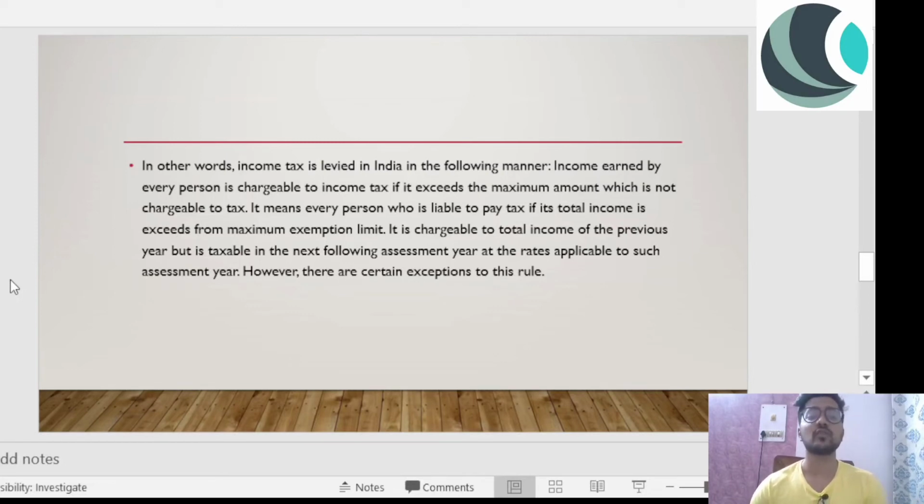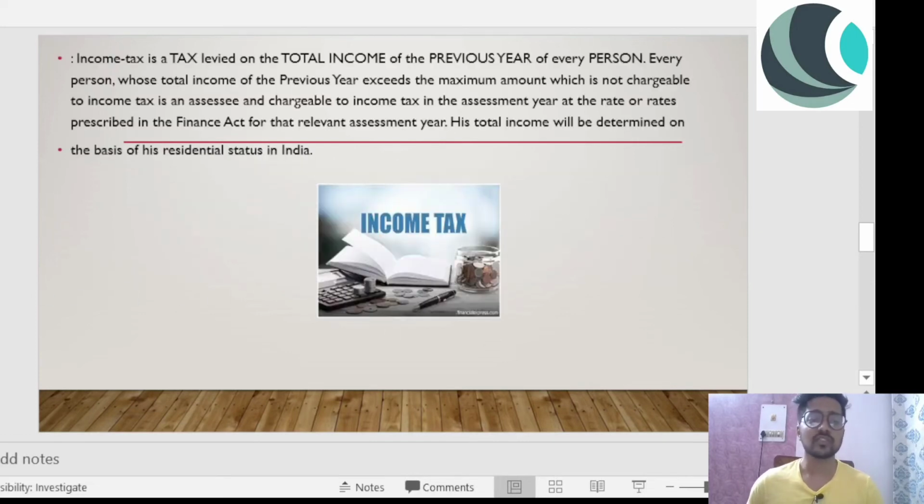It is chargeable on the total income of the previous year but is taxable in the next following assessment year at the rate applicable to such assessment year. So we have to pay taxes for the previous year, but in the following assessment year at the rate applicable to such assessment year. However, there are certain exceptions to this rule. We'll talk about the exceptions in a later class because there are so many exceptions. But before that, we need to know about certain definitions, and only then can we know about the exceptions to this rule. So this is about the income tax basics.